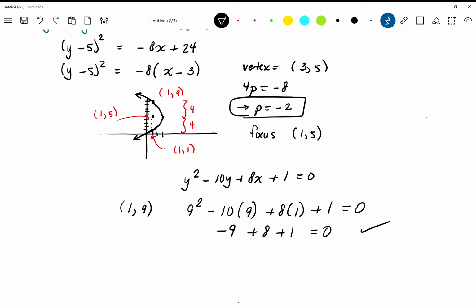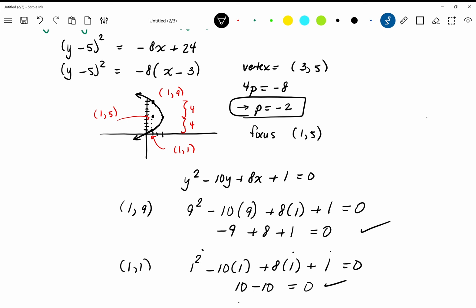And if I plug in the point (1, 1), that means 1's everywhere. So 1 squared minus 10 times 1 plus 8 times 1 plus 1 equals 0. This is 1, and 8 is 9, and 1 is 10. So that's 10 minus 10 equals 0, and that works too. So those are definitely points on the parabola.